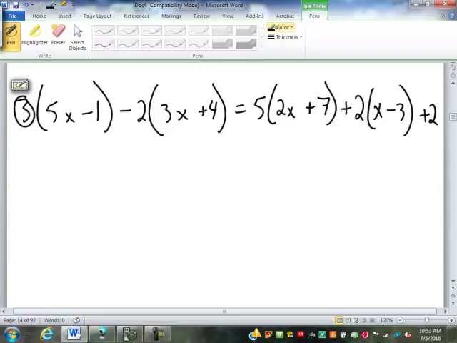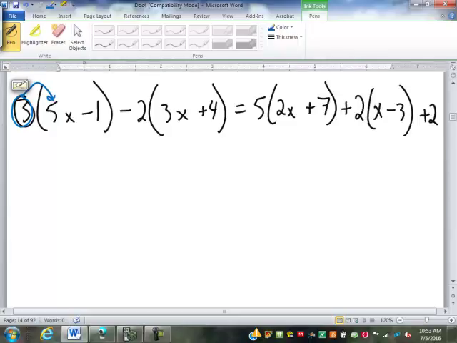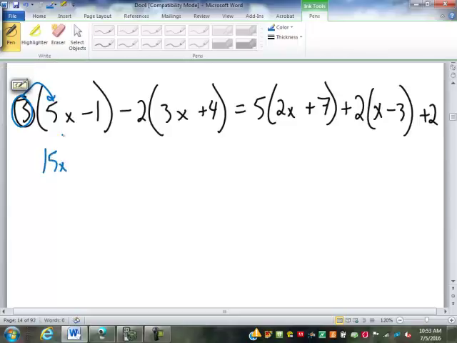So we got 3 times 5 here. 3 times 5x is 15x. 3 times negative 3? Negative 3. What's next? Negative 2 times 3, which is negative 6x. And then negative 2 times 4 is negative 8.